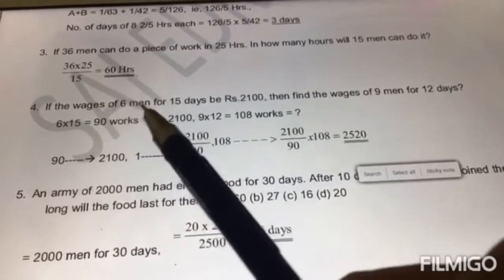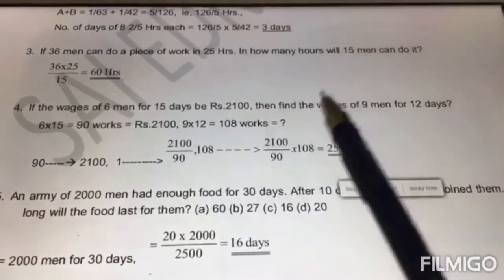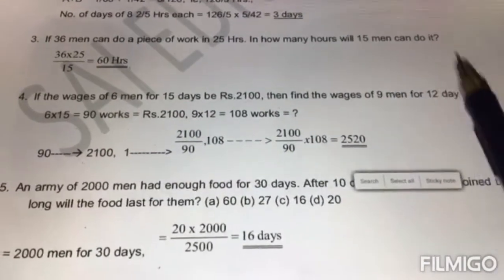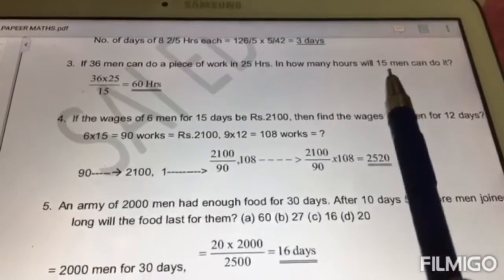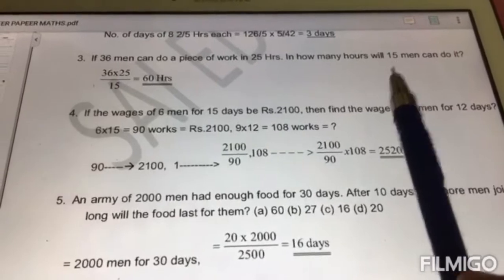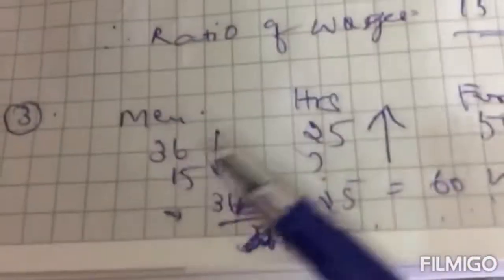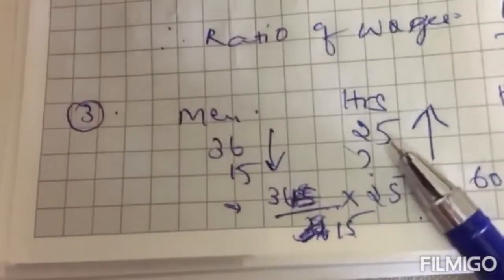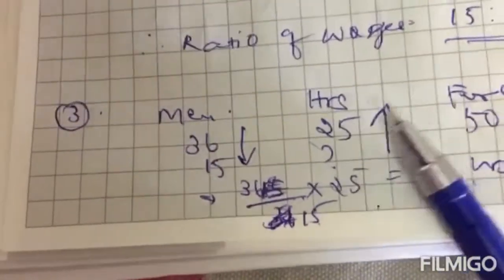Now, let's look at number 3. If 36 men can do a piece of work in 25 hours, in how many hours will 15 men do it? So, this is a case of indirect proportion. Now look here, if the number of men decline, then the time taken to complete the work will increase, right? Number of men is 36. They take 25 hours. So if they decline to 15, then the time taken will increase.